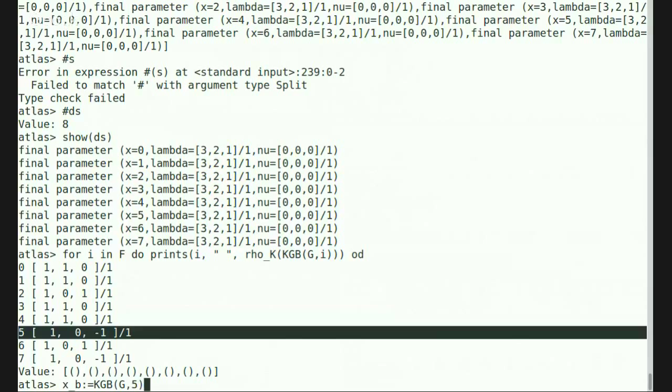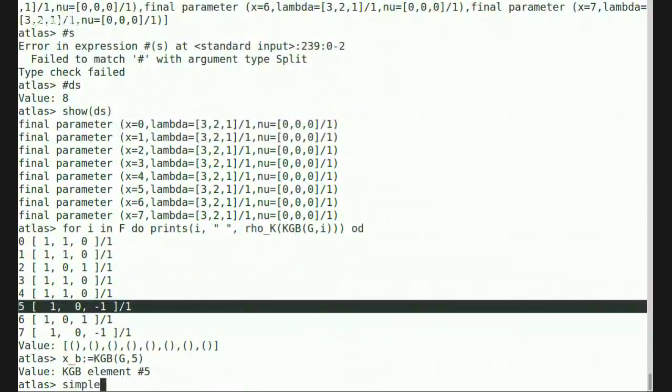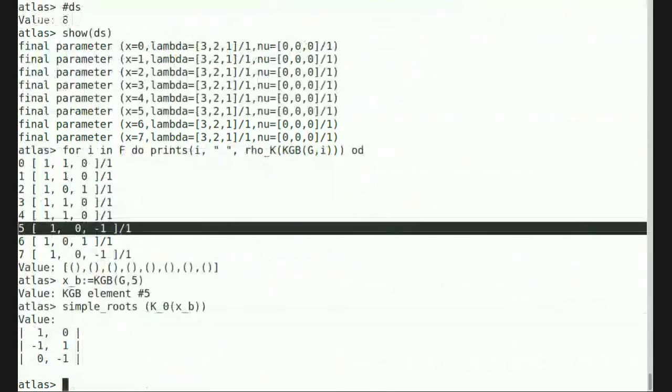number 5. And let's look at the simple roots of this corresponding K. There we go, 1, -1, 0, and 0, 1, -1. That's what I want. And so now let's do for P in the discrete series. Let's look at the Harish-Chandra parameter of P with respect to this xb.